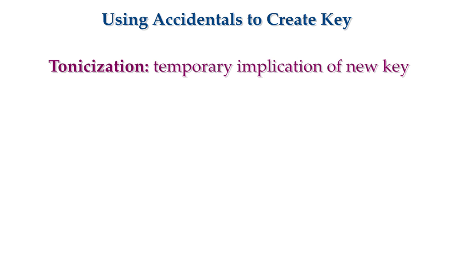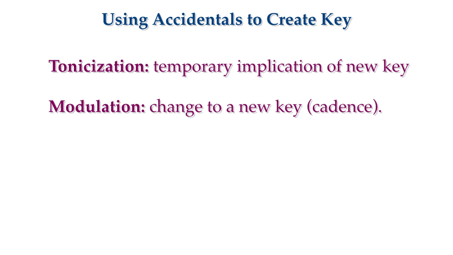Many times, composers will imply different keys, called tonicization, or change to different keys, called modulation, in the middle of a piece. Often this is done using accidentals instead of changing the key signature.